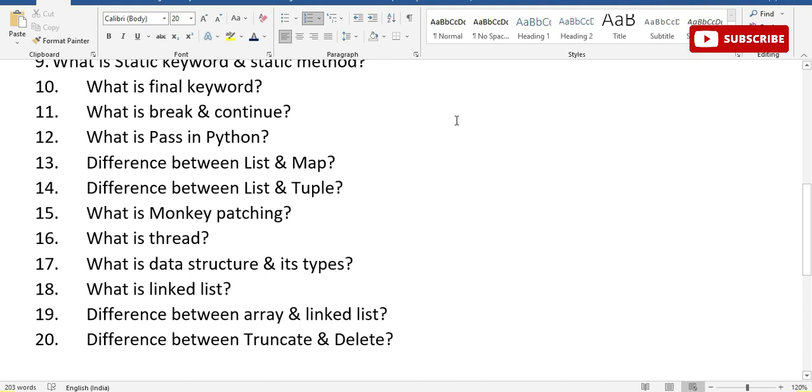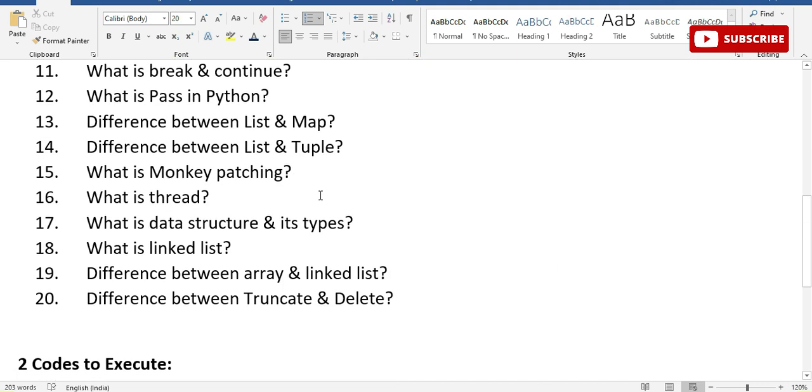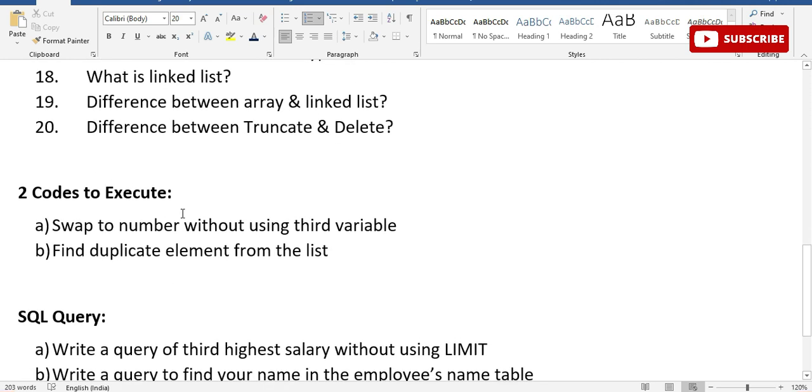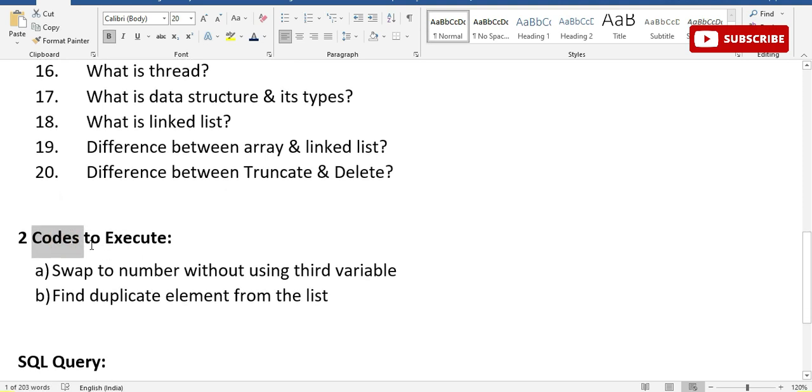These were the questions he remembered, but there are a lot more questions covered in this particular experience. They also asked to execute code. There were two questions here. One was to swap two numbers without using any third variable, and then find duplicate elements from a list. These were the basic questions from the coding section.